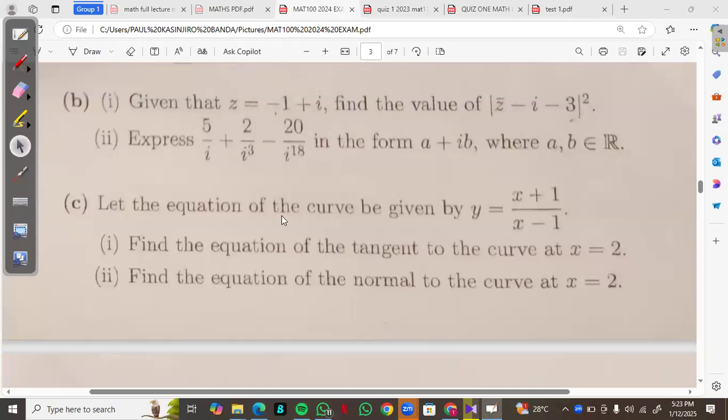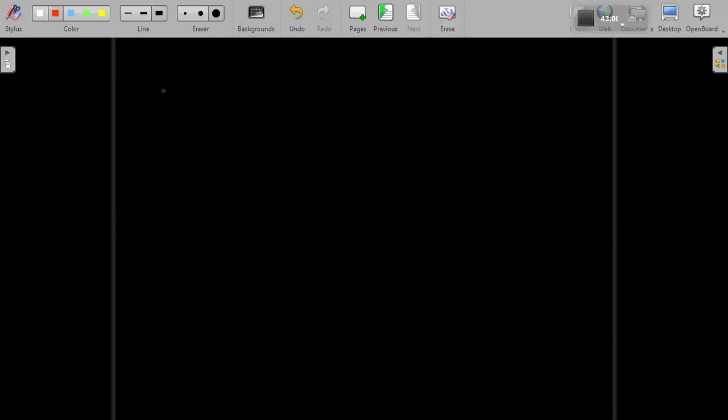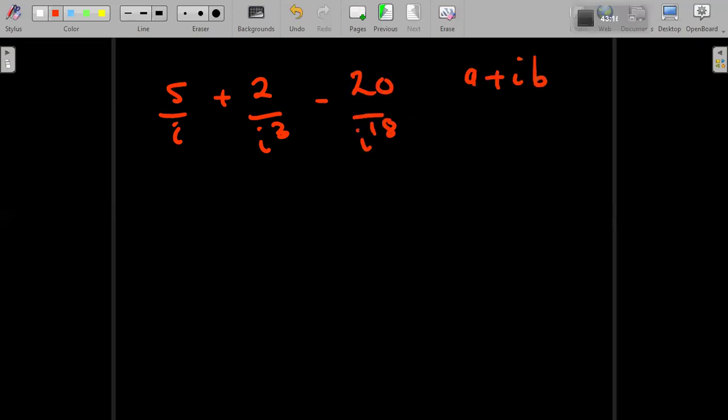Okay, the last question we're doing is this question: express 5 over i plus 2 over i to the power 3 minus 20 divided by i to the power 18 in the form a plus ib. So how do we do this question?